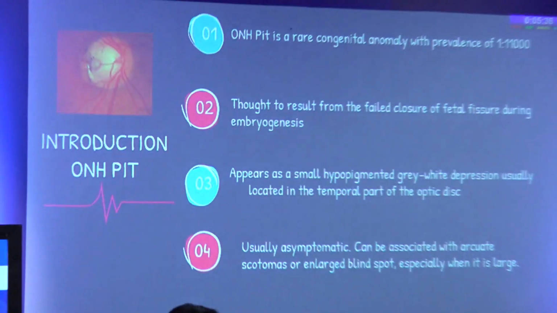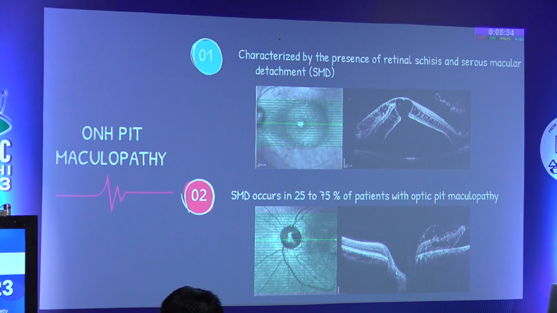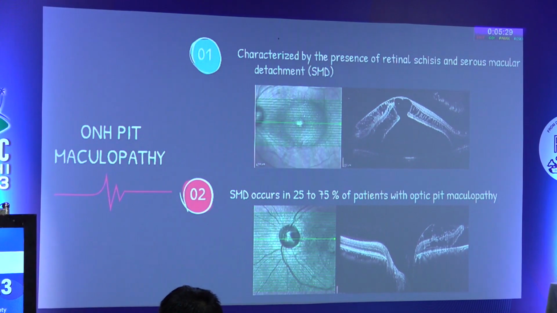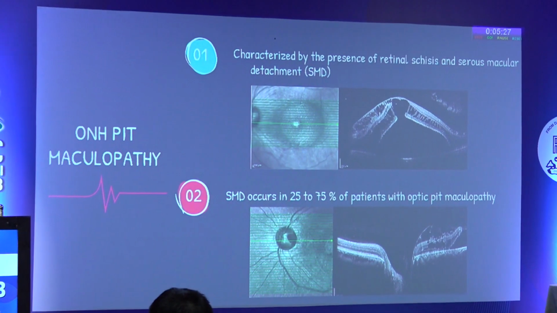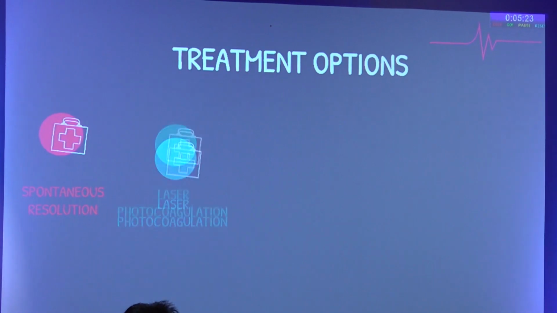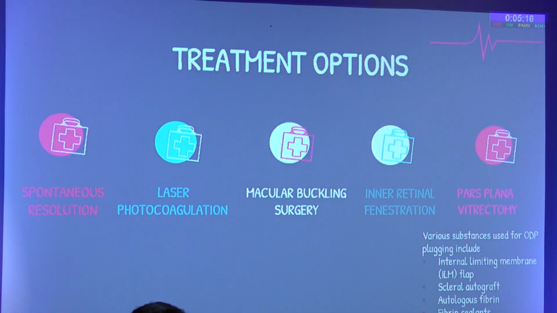It is usually asymptomatic. But pit maculopathy is characterized by the presence of retinal schisis and serous macular detachment, seen in up to 25 to 75% of the patients. The treatment options include spontaneous resolution, laser photocoagulation, macular buckling surgery, inner retinal fenestration, and pars plana vitrectomy with plugging of the pit.